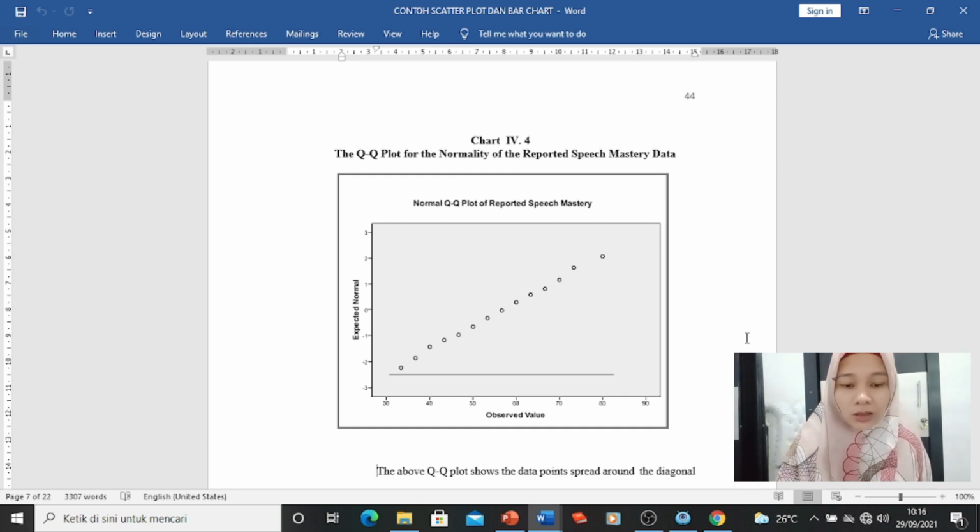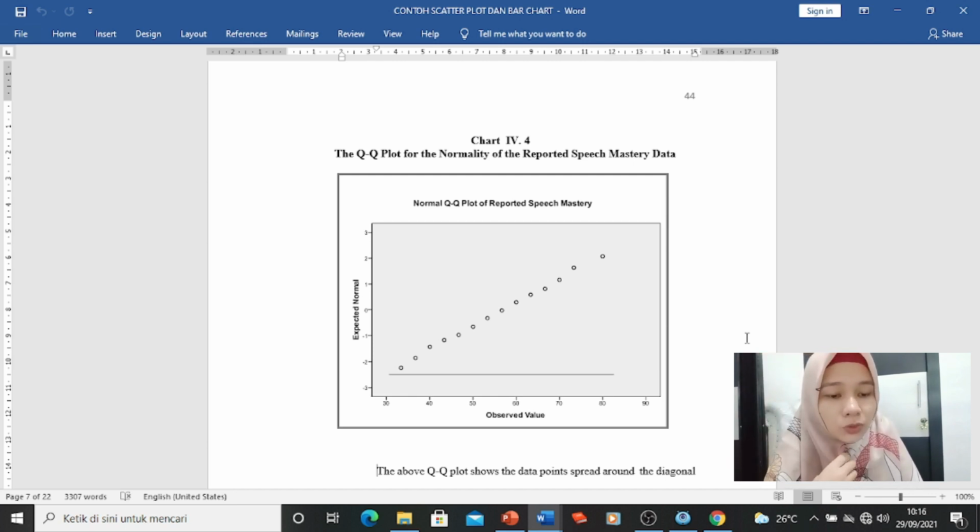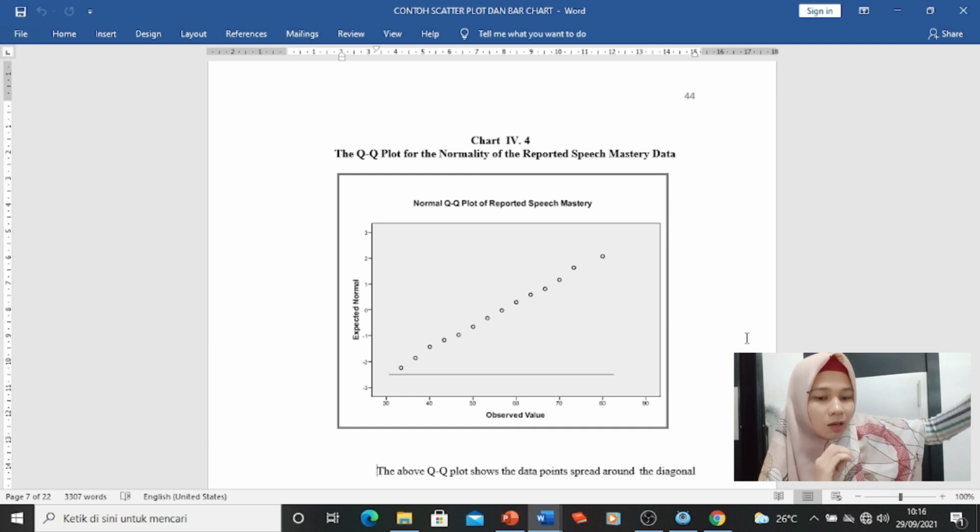My intention for having this was to let my audience or my readers know about the normality of my data, the data about reported speech mastery. So it goes up. You may see the small dots. It goes up. What does it mean? Is the data normal or not?